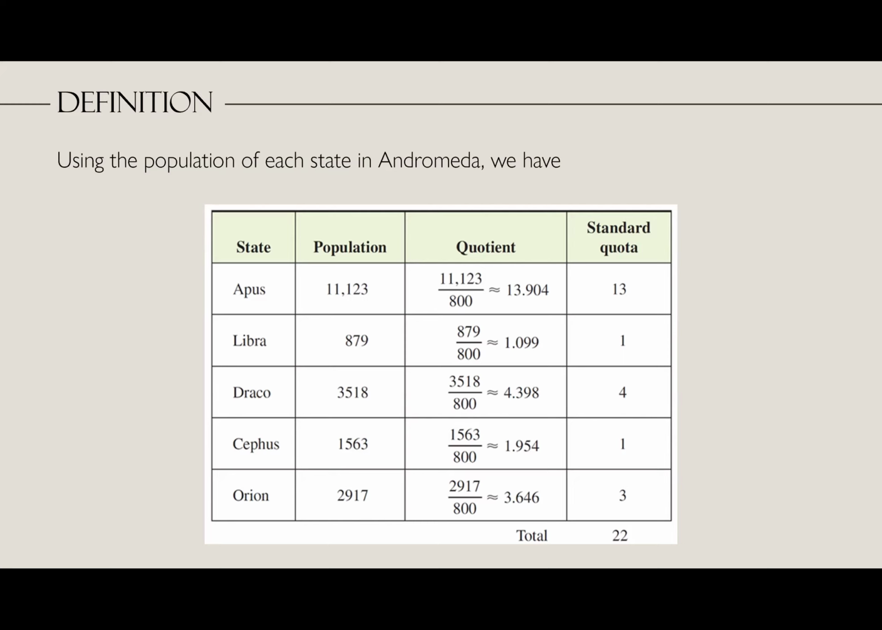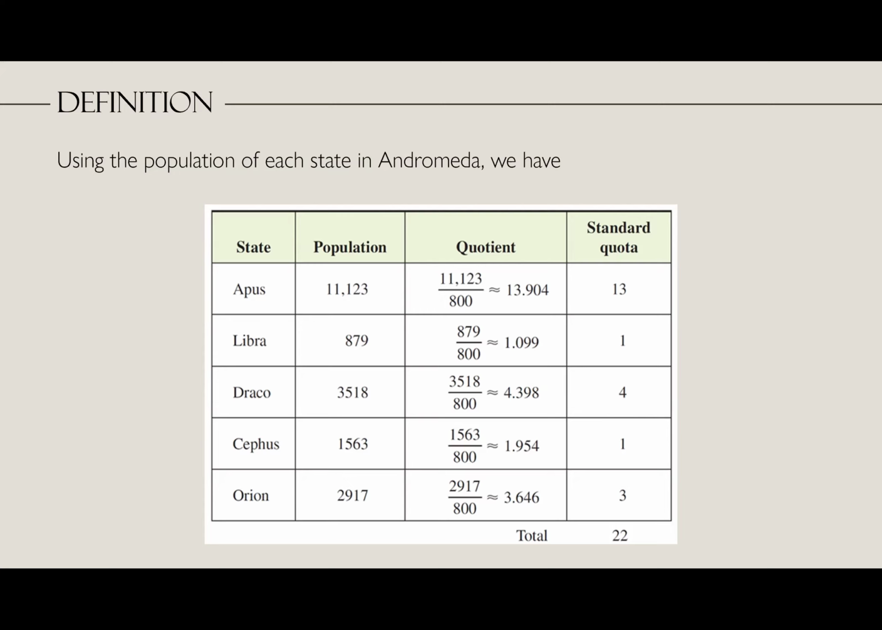But how many representatives did we really want? We wanted 25. So we've got a little bit of a problem. We wanted 25, but I've only got 22 accounted for. What happened to those remaining 3? Well, to counter this, the Hamilton plan did have a little bit of a contingency plan.